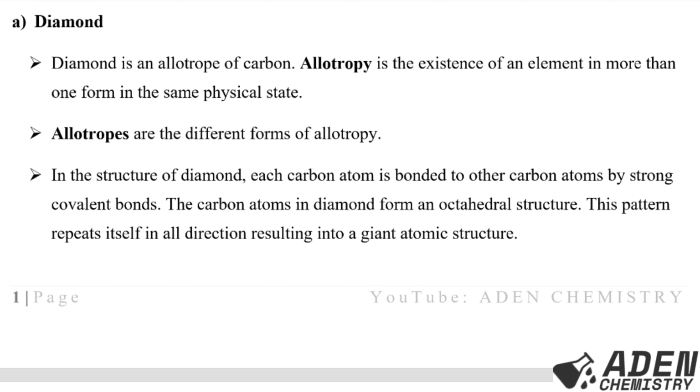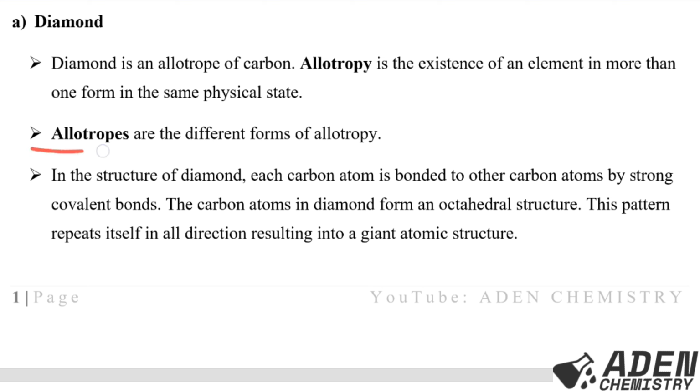Such elements include carbon. Carbon has two allotropes: one is diamond and the other is graphite. Another element that has allotropes is sulfur. Sulfur has two allotropes: monoclinic sulfur and rhombic sulfur. Even phosphorus has two allotropes. So we are saying allotropy is the existence of an element in more than one form in the same physical state.